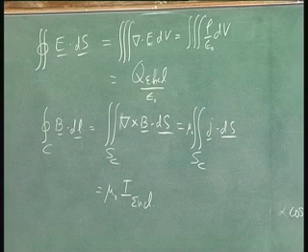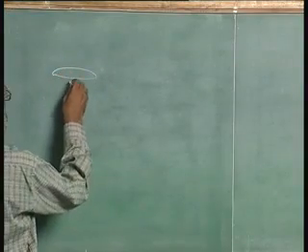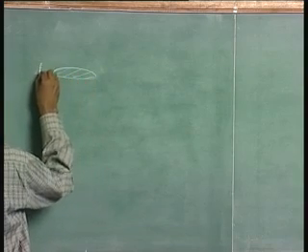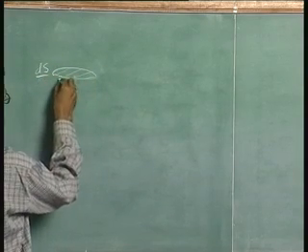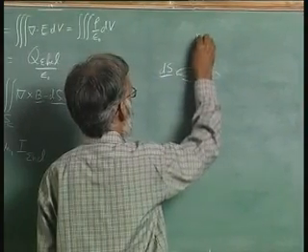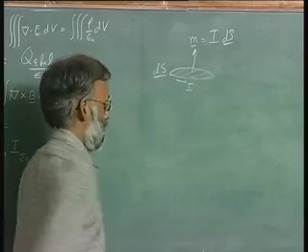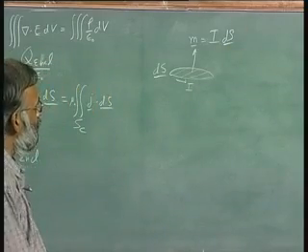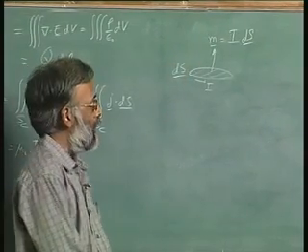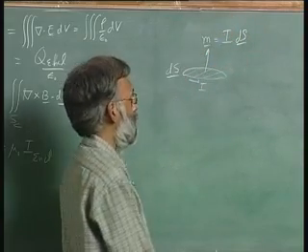Now, we have already got this result that if you have a small loop of area dS with a current I, we can define a magnetic moment m, which is equal to I dS, and this m generates magnetic field and it generates vector potential.